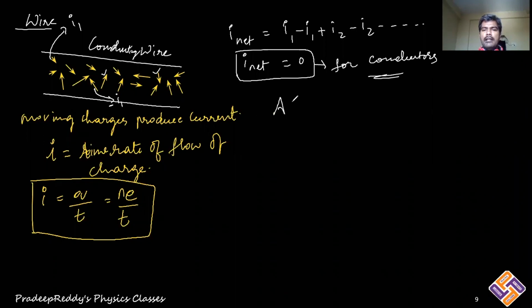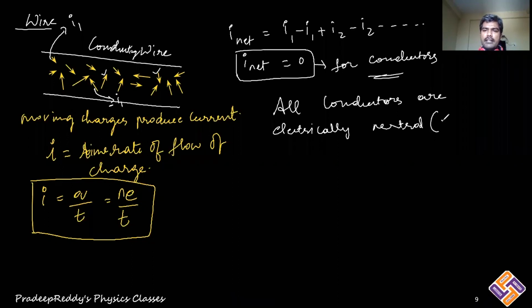Therefore, all conductors are electrically neutral. Electrically neutral in the sense that they are not charged. Q net will be equal to 0 and I net will be equal to 0. There exists no net charge and no net current within a conductor initially.